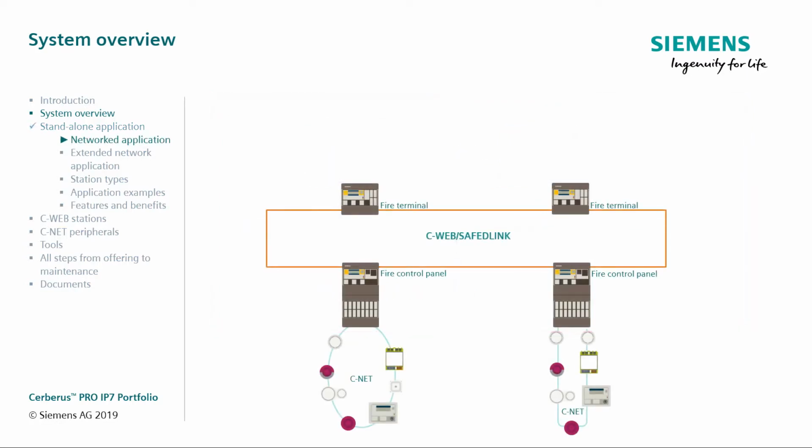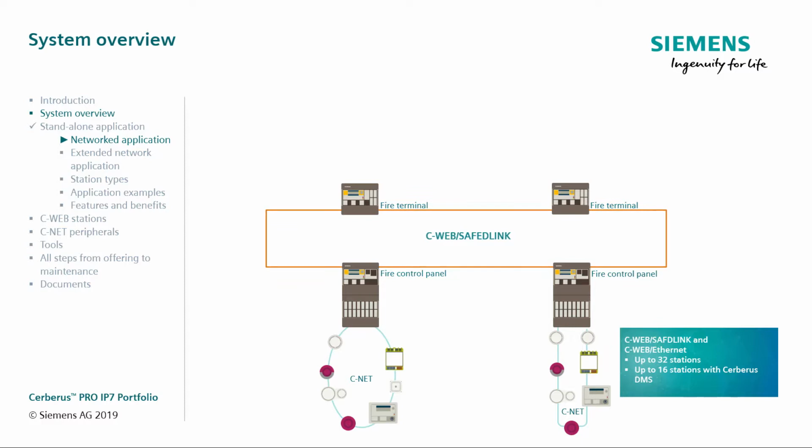As you saw in the previous overview, we can use the control panel as a standalone application, but if needed, you can also use it as a networked application. The C-Web Safety Link allows you to network a maximum of 32 stations. If a management platform is connected, the maximum number of stations in the CNET Web Safety Link is 16. The distance between two stations can be up to 1,000 meters. We will provide more details about this later on.